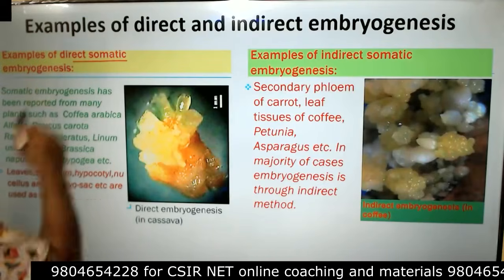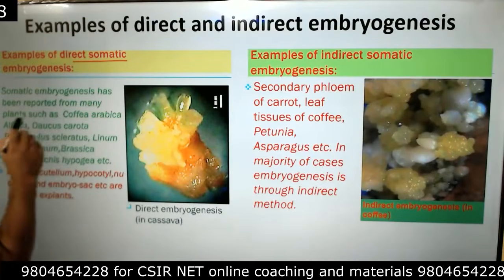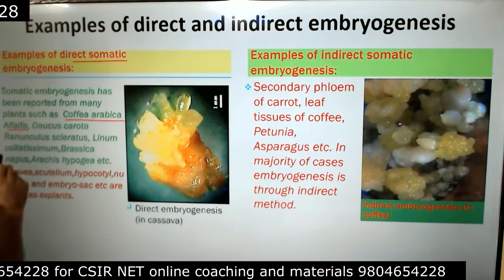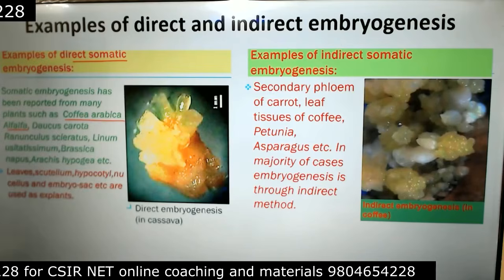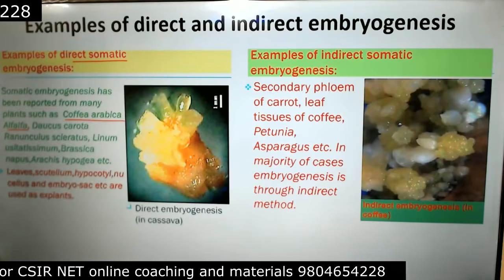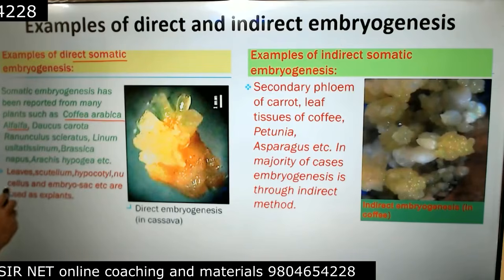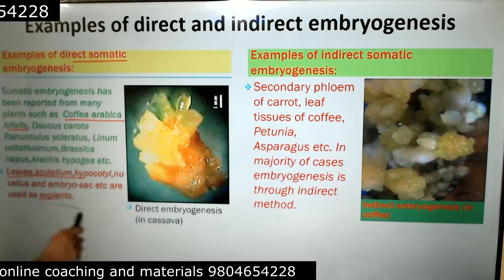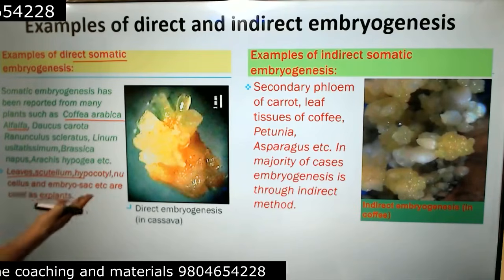Examples of direct somatic embryogenesis are reported in many plants, such as Coffea arabica and alfalfa. These are two very common examples. In these cases, leaves, succulum, hypocotyl, and all these different structures are used as explants. You see, what are the different structures used as explants?